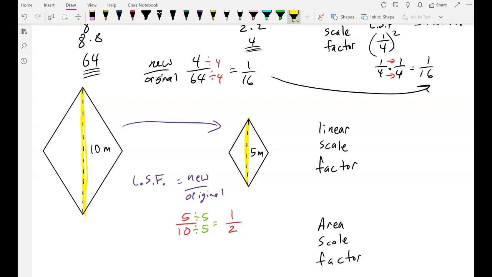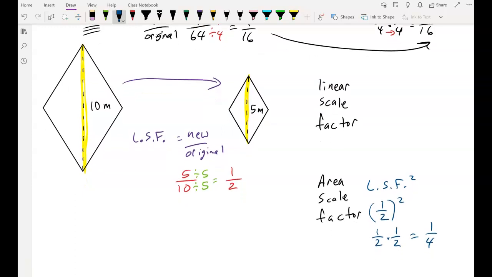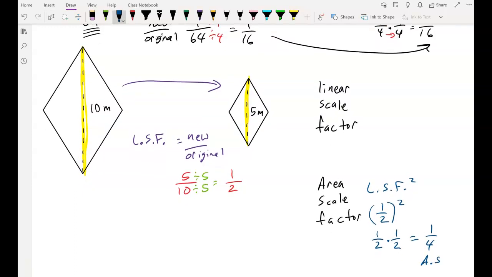But what about the area? How much will the area change? Well, remember, area scale factor is just the linear scale factor squared. So that's 1/2 squared. That means that's 1/2 times 1/2, and that's 1/4. So what does that tell us? Well, that tells us that the area of the small diamond is 1/4 the size of the area of the large diamond.